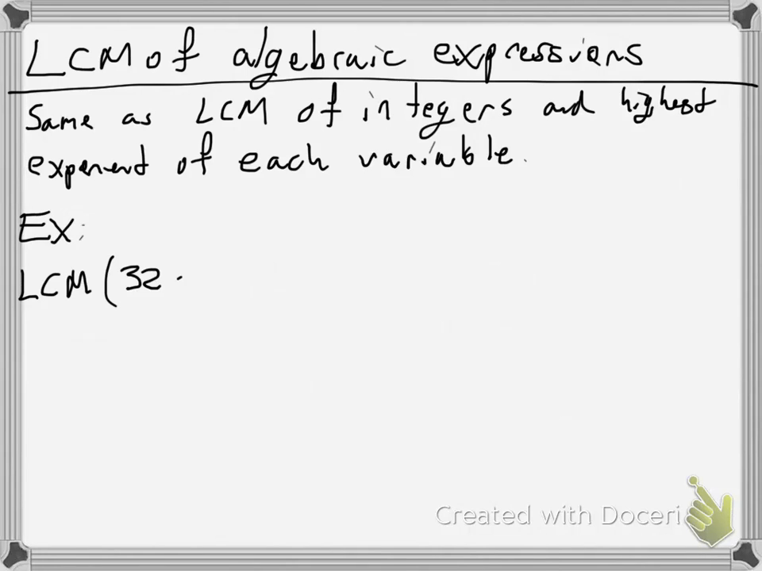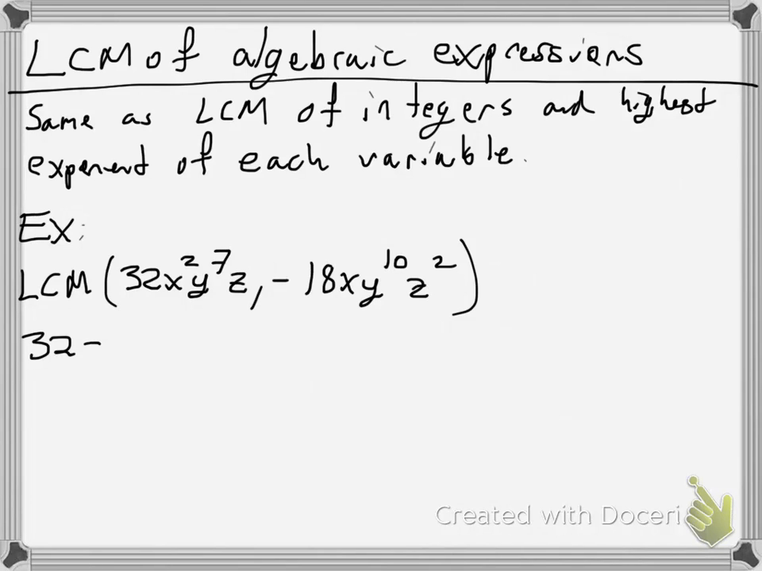Okay, so for an example, we'll look at the LCM of, let's see how many we want to put in here. So we've got all kinds of goodies here. We're going to find the LCM of 32 x squared y to the 7th z and negative 18 x y to the 10th z squared. The negative doesn't matter. We want the smallest positive. There's no smallest negative, unfortunately. Well, probably good there isn't one.